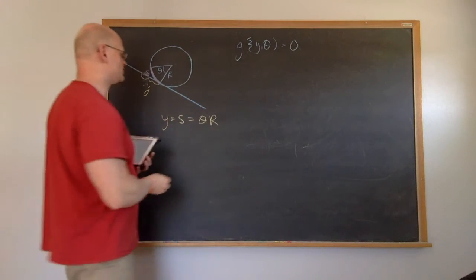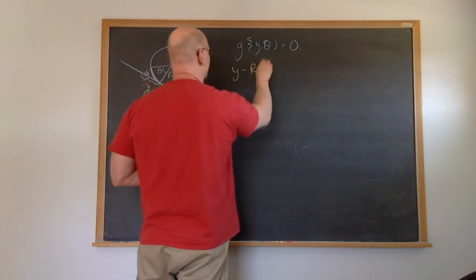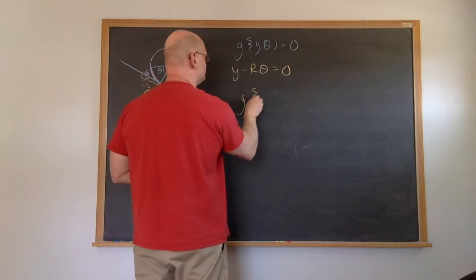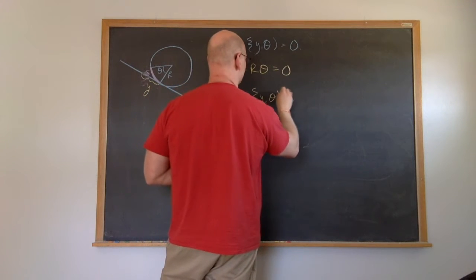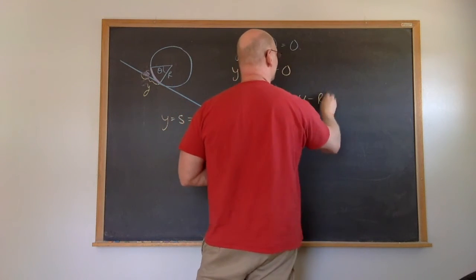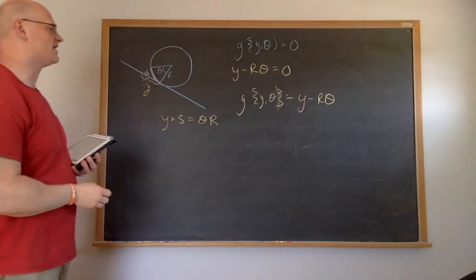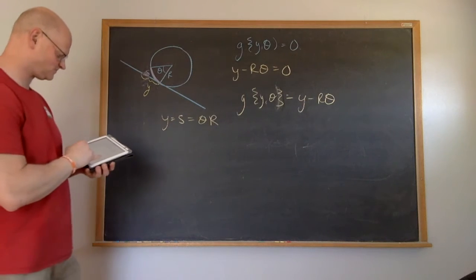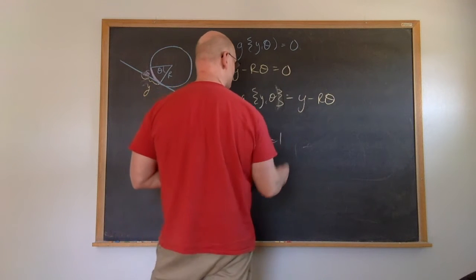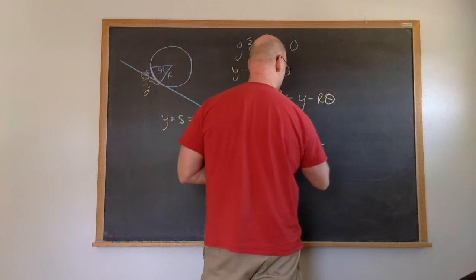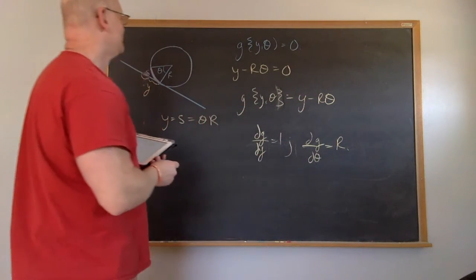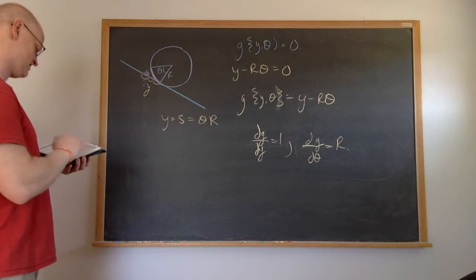So here our constraint equation is simply that y minus r times theta must be equal to 0. So this is our constraint equation. In this case, g of y and theta, same notation as before, is equal to y minus r theta. From here we can see that the partial derivative of g with respect to y must simply be equal to 1. Simultaneously, the partial of g with respect to theta is equal to simply minus r. Okay, so this is our first example.